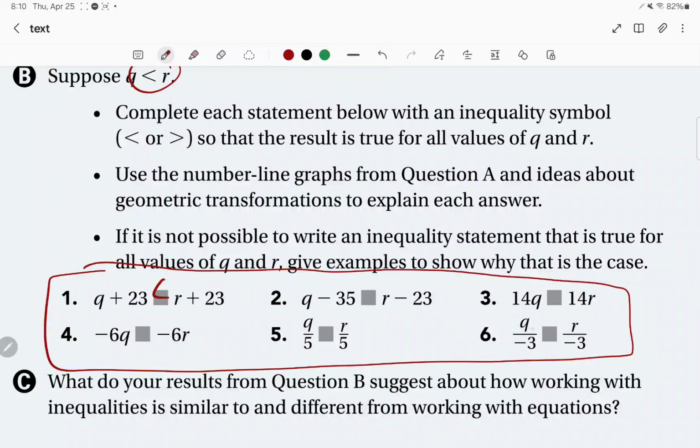And then if you need to, check it to make sure. Remember, in all of these, Q has to be less than R. And see if you can't come up with a definitive way to determine what inequality is going to go in there. But go ahead and try these on your own.